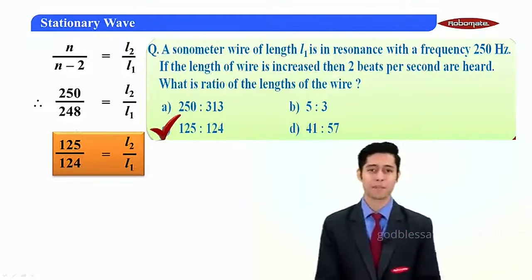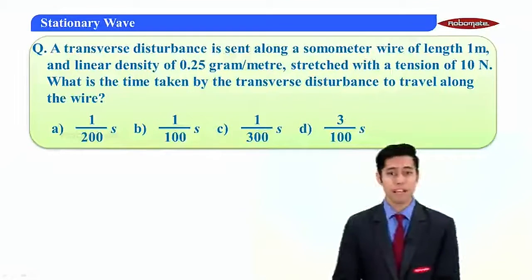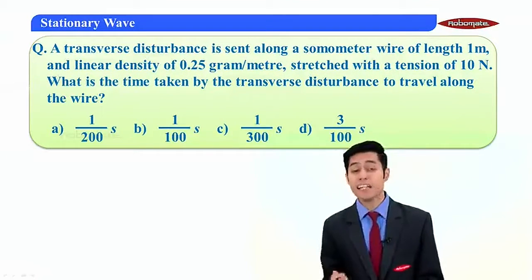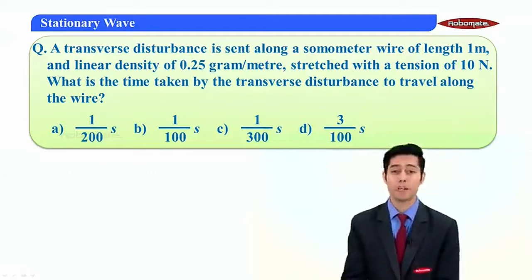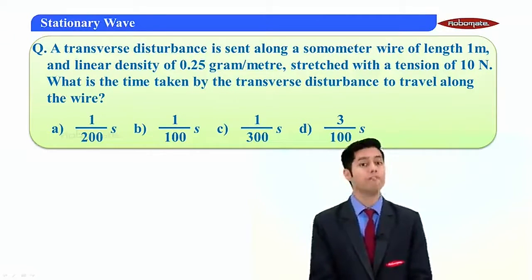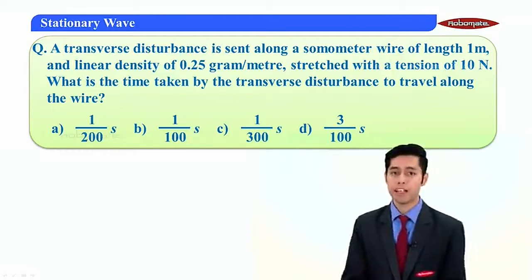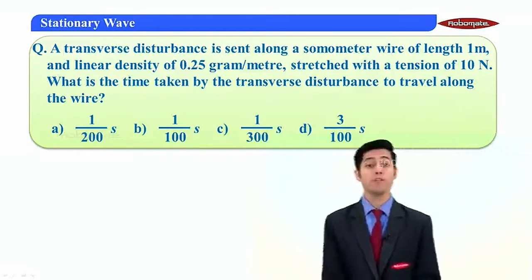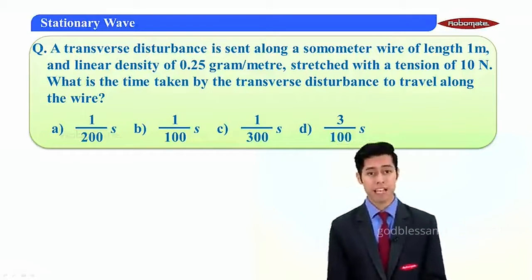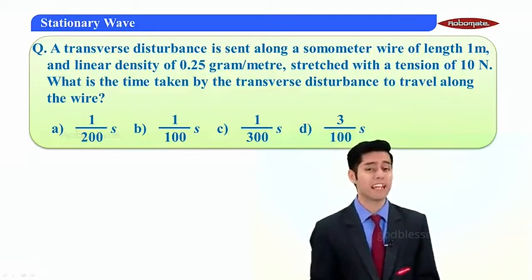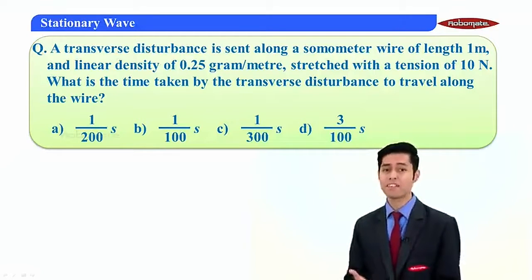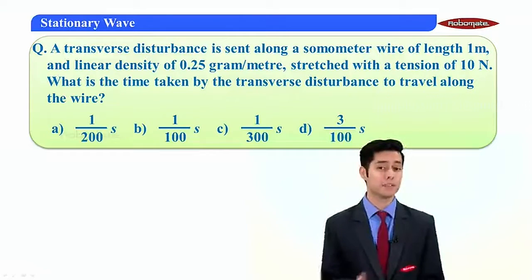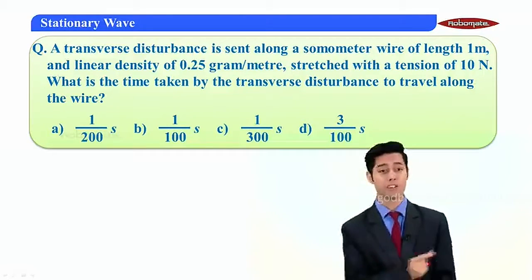Moving ahead to the next problem, it says a transverse disturbance, that means a wave, is sent along a sonometer wire of length 1 meter. So the length of 1 meter is given to you. The linear density, that is the small m, is given to you as 0.25 gram per meter. It is stretched with a tension of 10 Newton. So tension is given as 10 Newton. What is the time taken by the transverse disturbance, that is the wave, to travel along the wire?